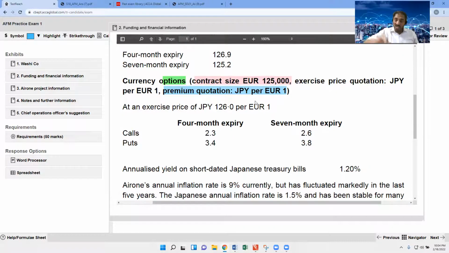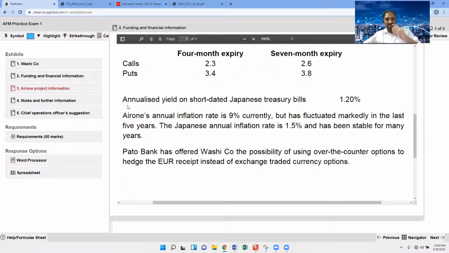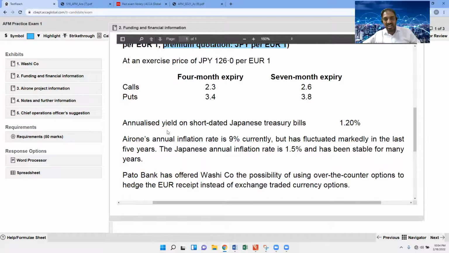In the majority of your questions, the premium is quoted in dollars. And if the dollar is not your local currency, we have to buy the dollars from the local market. But here, it is a very simple calculation. The premium we need to pay here is in the local currency, the Japanese yen. That is the point. Furthermore, annualized yield on short-dated Japanese T-bills.